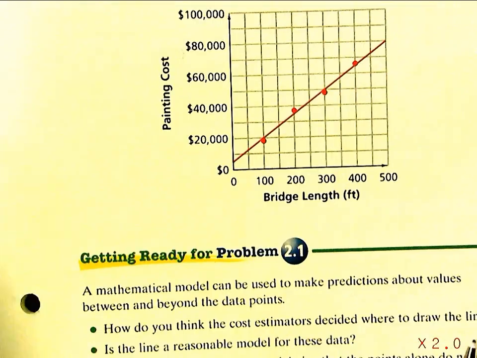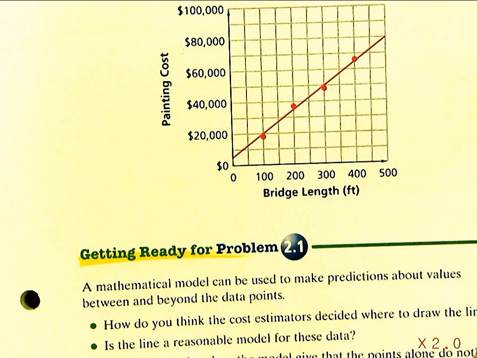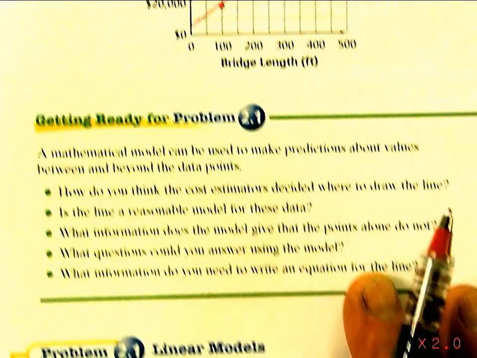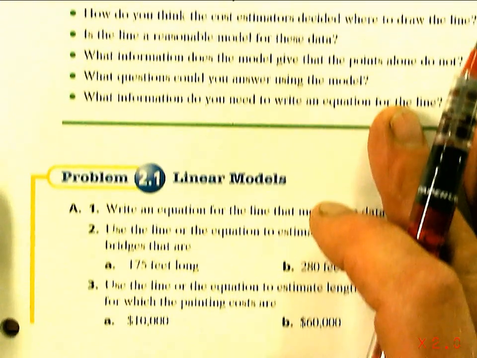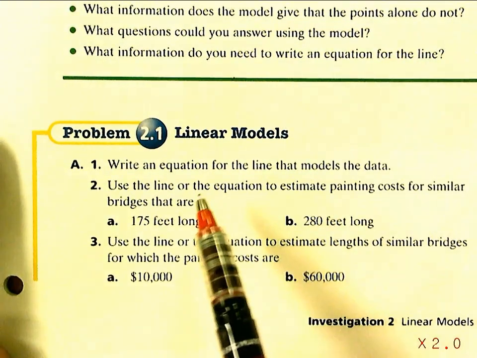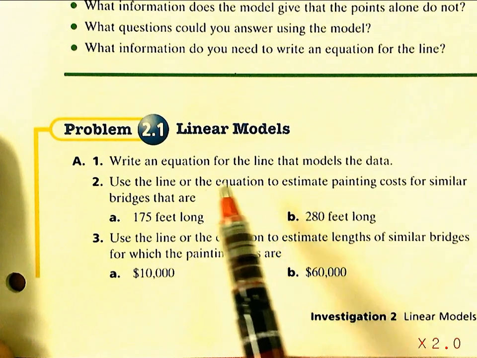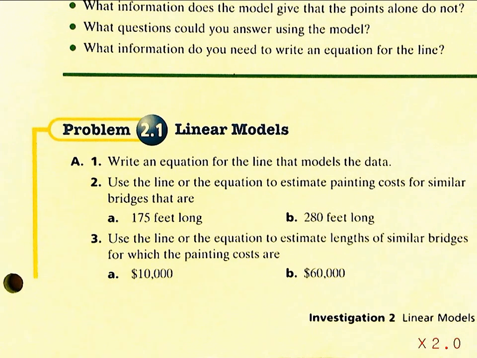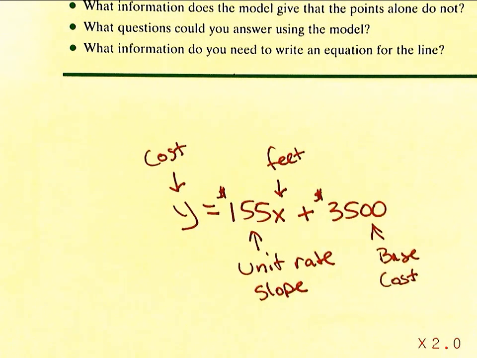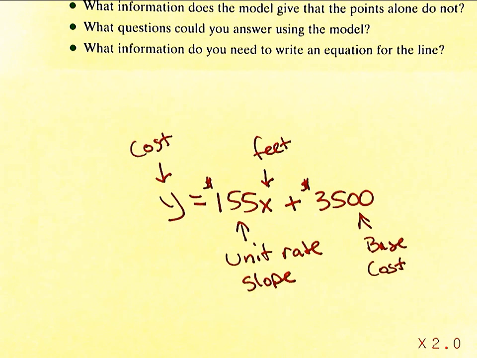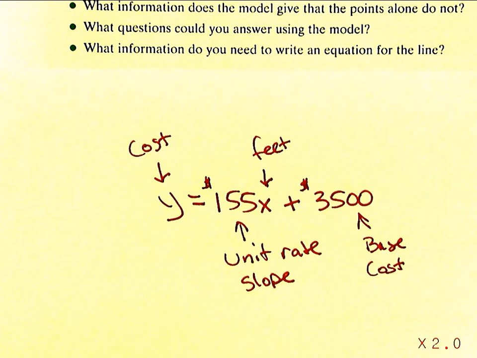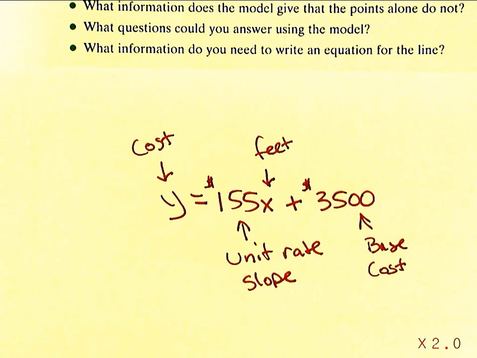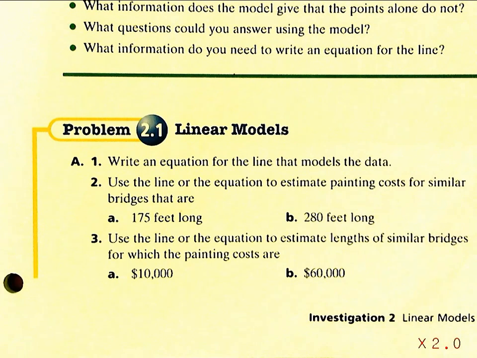So if you think about the questions that are asked, 2.1, the first thing that we're asked to do is to write an equation for a line that models the data, and that's what I did, again using the graphing calculator, letting it do the hard work of averaging for me. And so there's my y equals 155x plus 3,500 for question A1. So now I've got question A1 done.